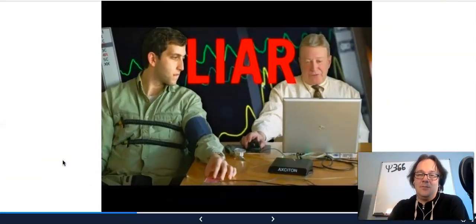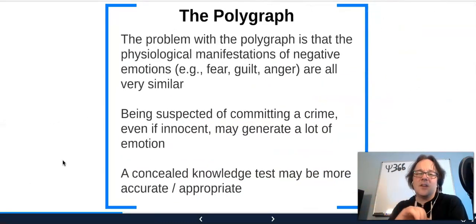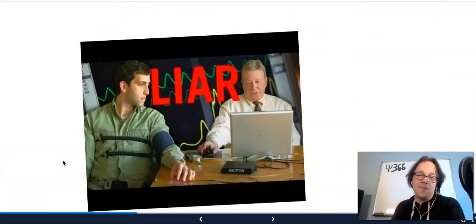So let's just take a look in terms of how this polygraph actually works, or how it's supposed to work here.